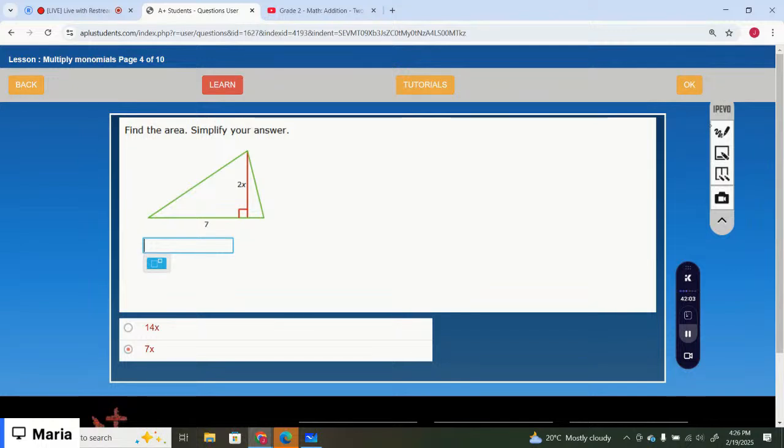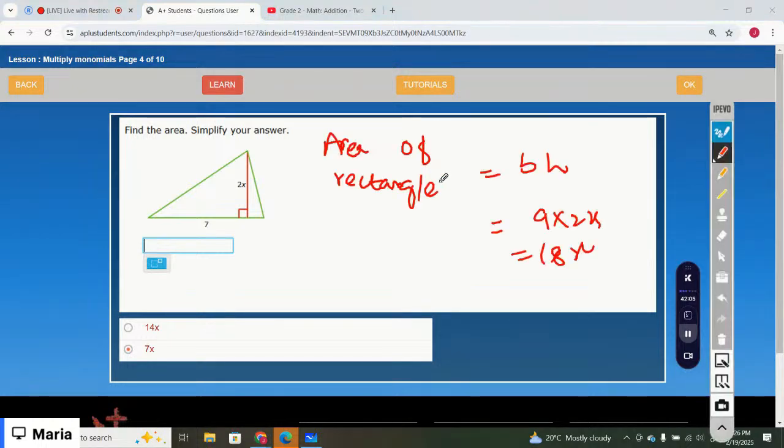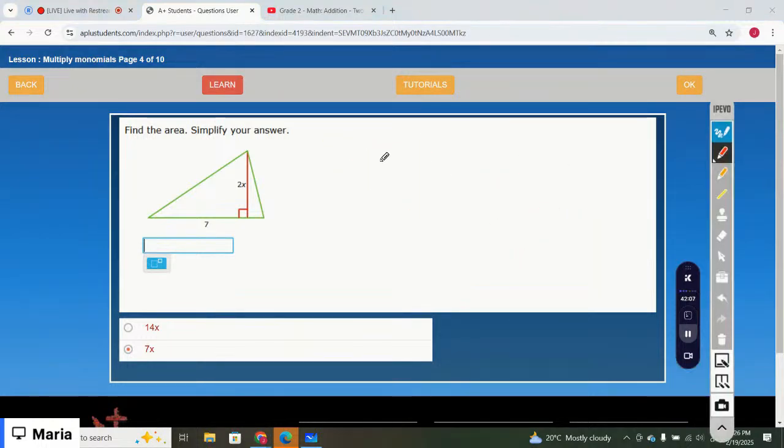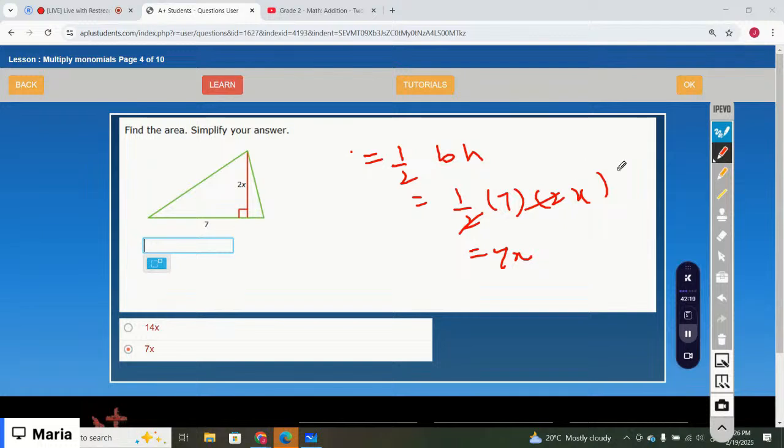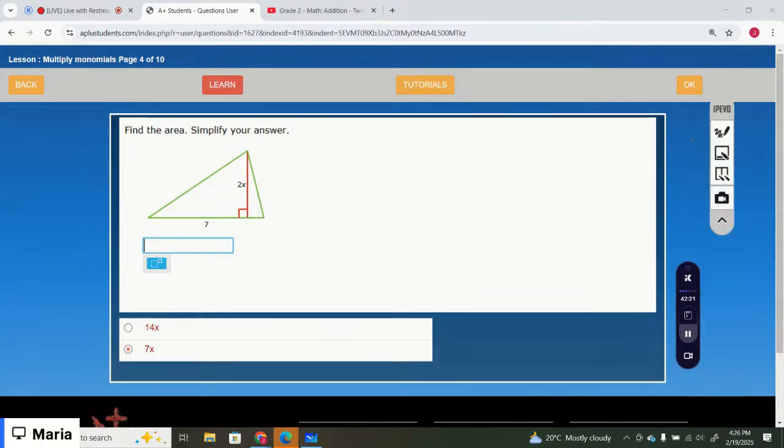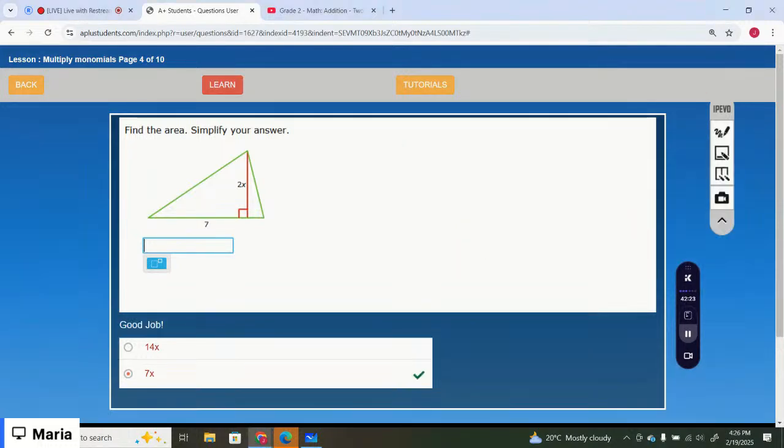That is a triangle. The area of the triangle is half times base times height. You have to do half times base times height. So then that would be 1 by 2 times 7 times 2x. So 2 and 2 cancel out and you are left with 7x. Remember the formulas of the shapes, that is 7x. Option number 2 is the correct option.